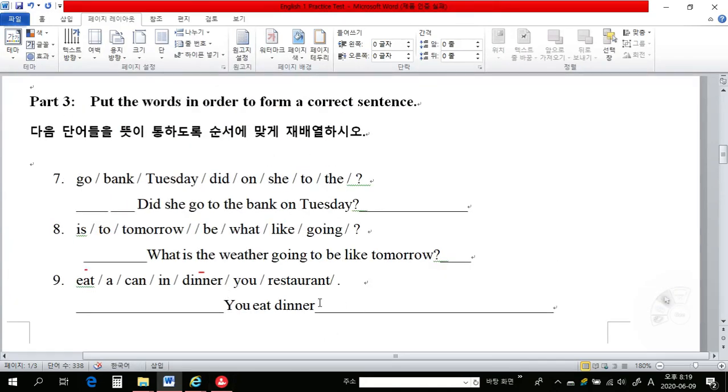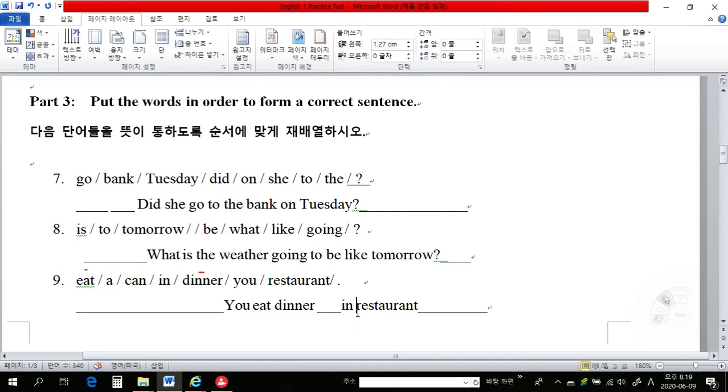Okay, so you eat dinner. And another collocation I see, in and restaurant. Okay. Now you could say at home. You could, but usually we say in a restaurant.